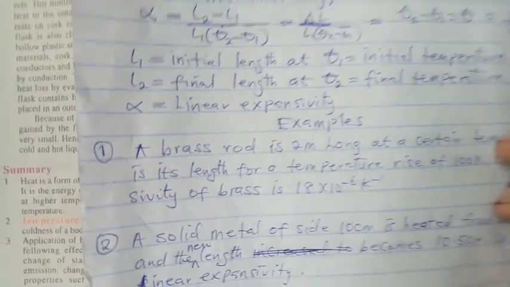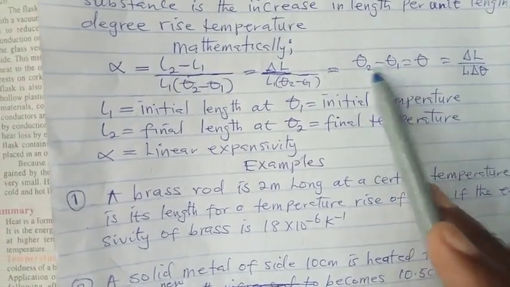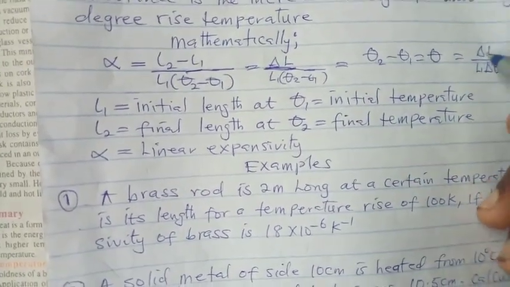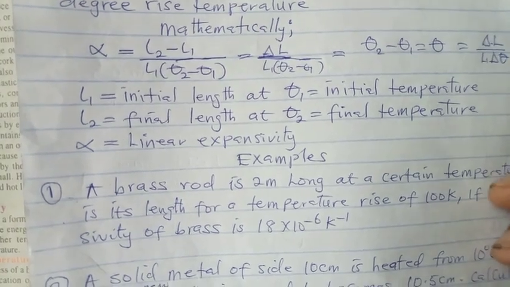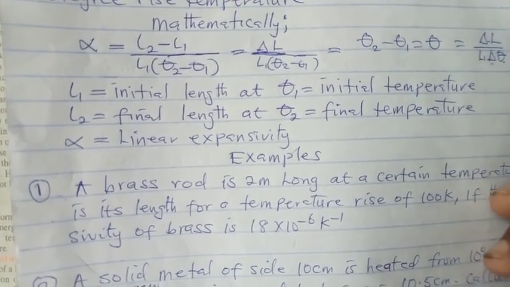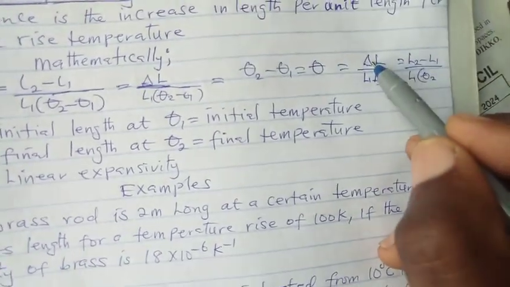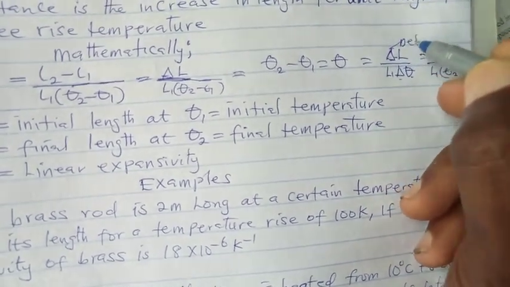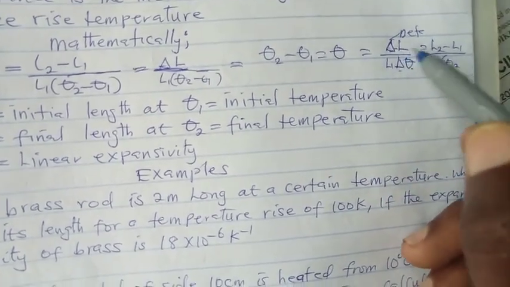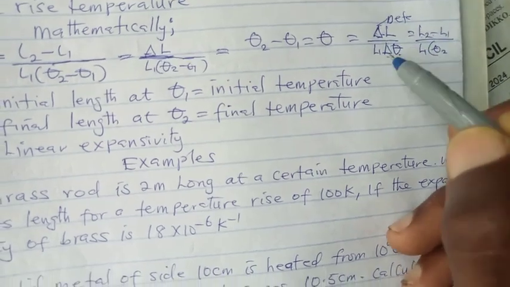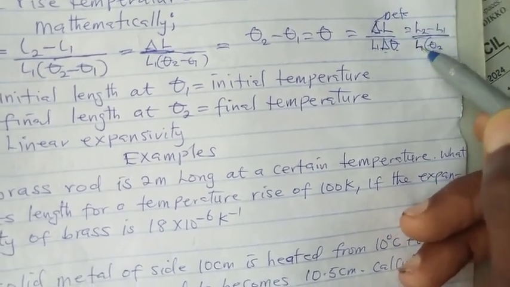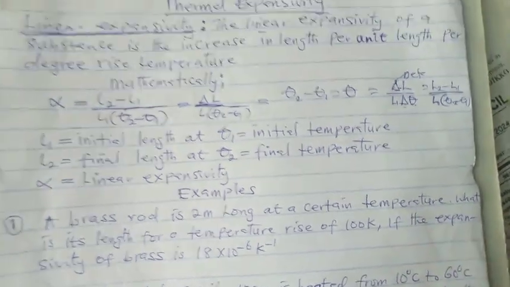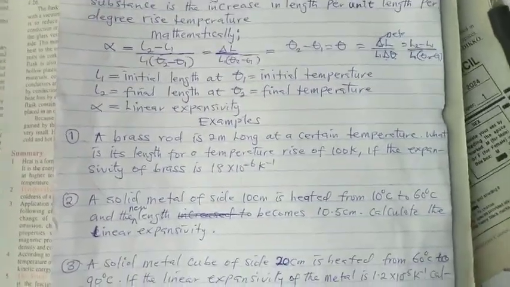Each of these formulas can also be used. You can see that theta 2 minus theta 1 is the change in temperature, and change in length means L2 minus L1, all over L1, times the change in theta. This delta you are seeing here means change in length. So change in length means L2 minus L1, and change in theta means theta 2 minus theta 1. So this is how to solve linear expansivity. This is the formula. So let's see how we can solve this problem.